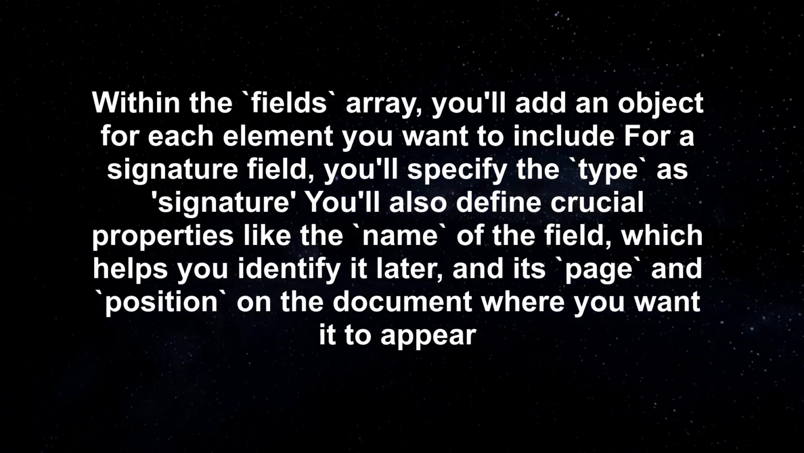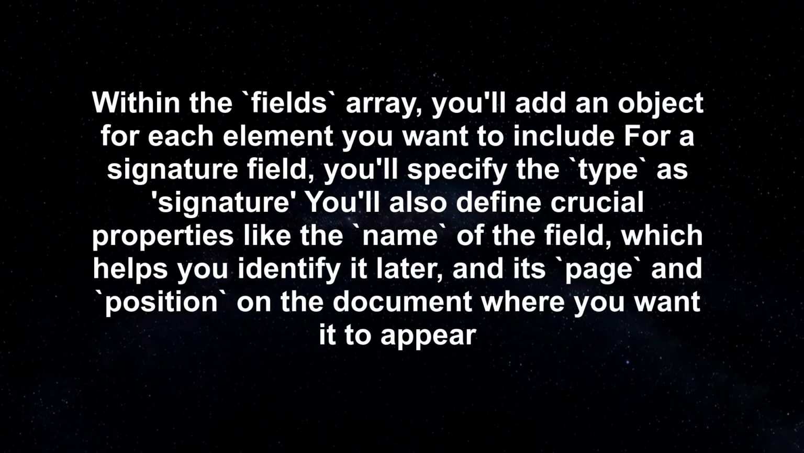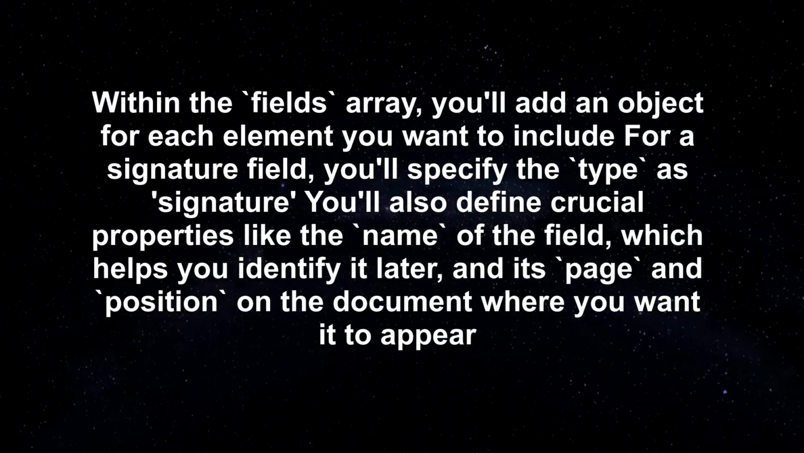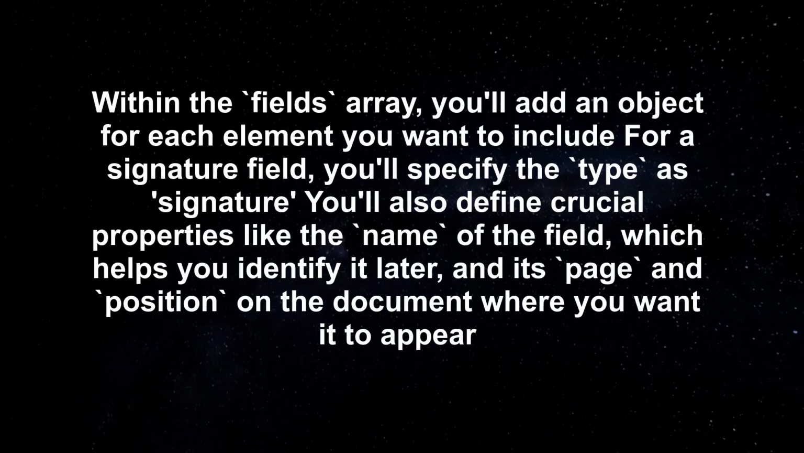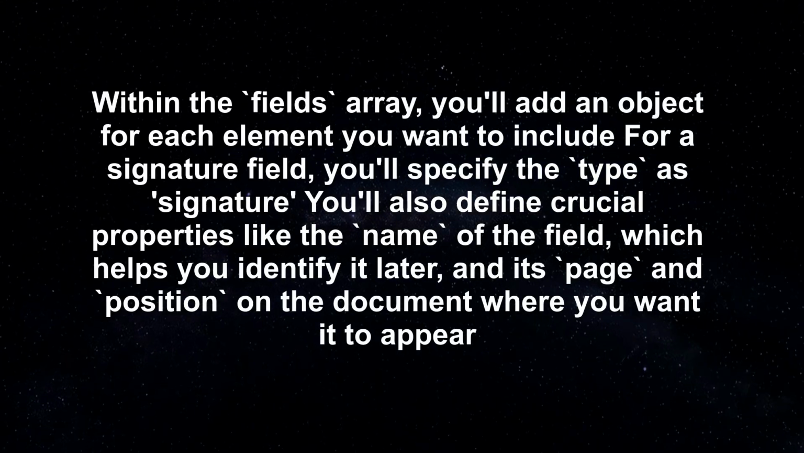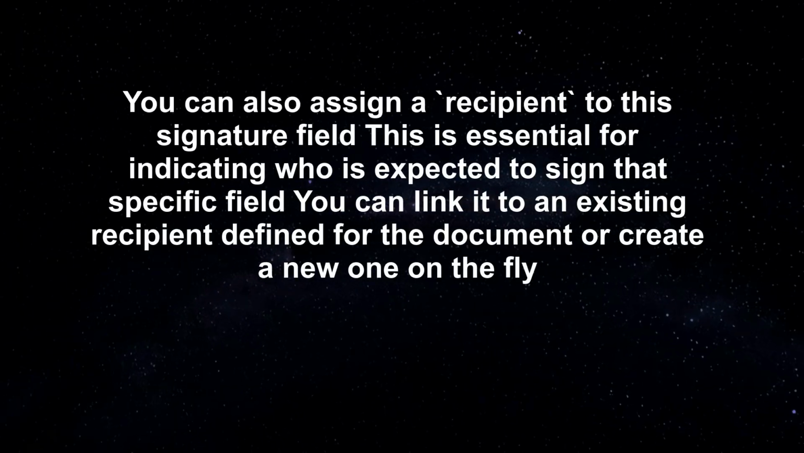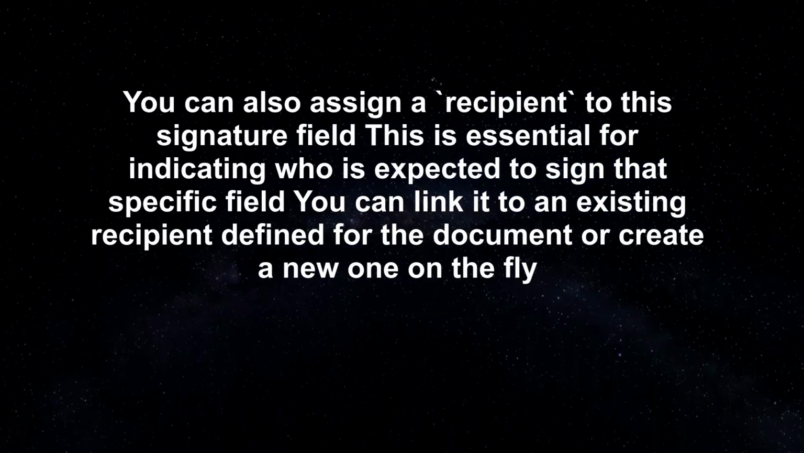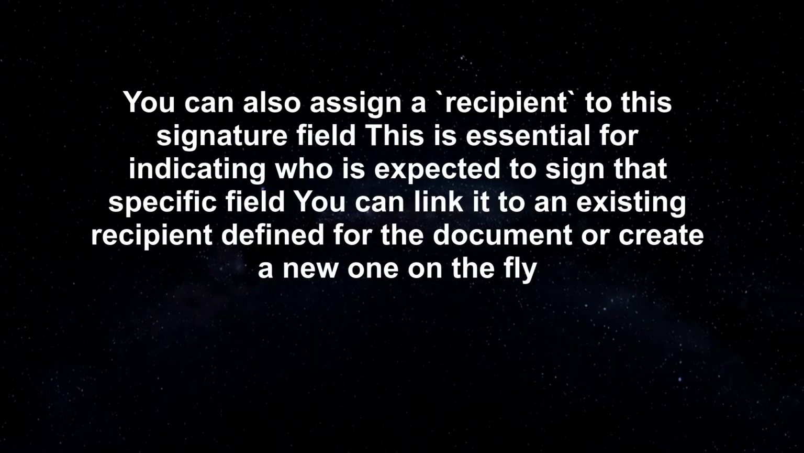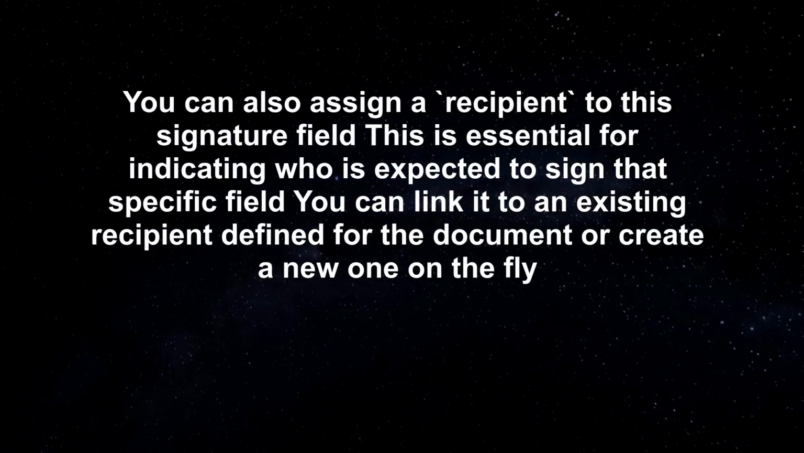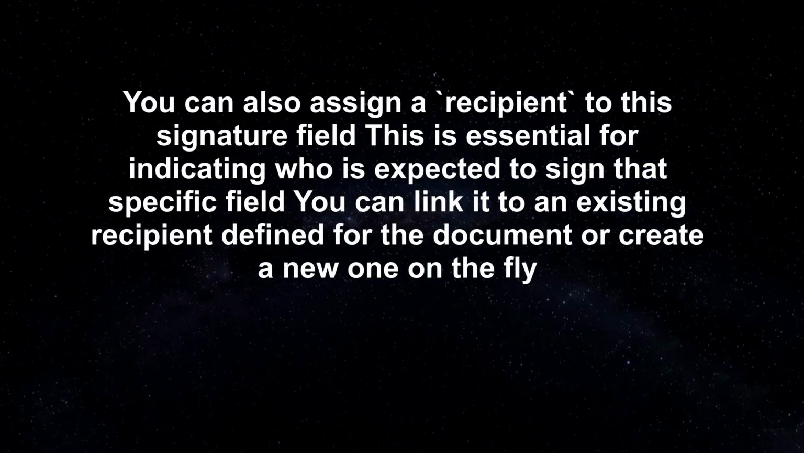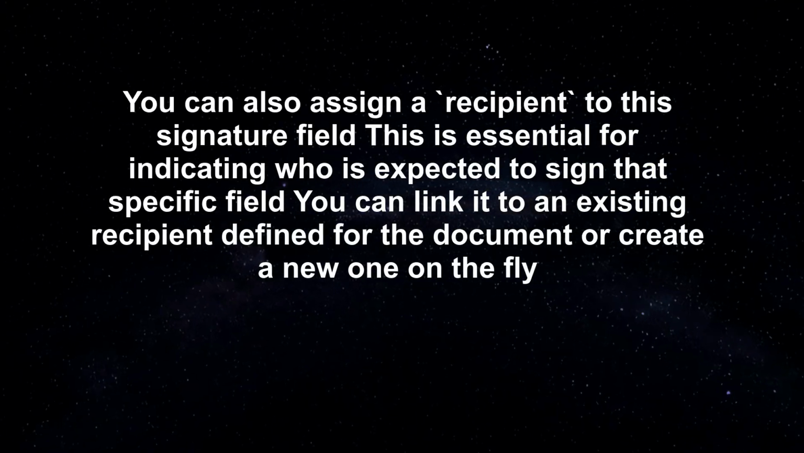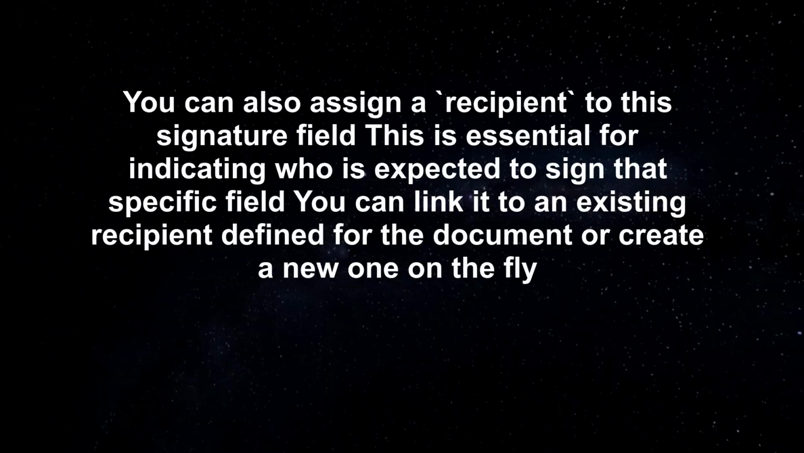You'll also define crucial properties like the name of the field, which helps you identify it later, and its page and position on the document where you want it to appear. You can also assign a recipient to this signature field. This is essential for indicating who is expected to sign that specific field. You can link it to an existing recipient defined for the document or create a new one on the fly.